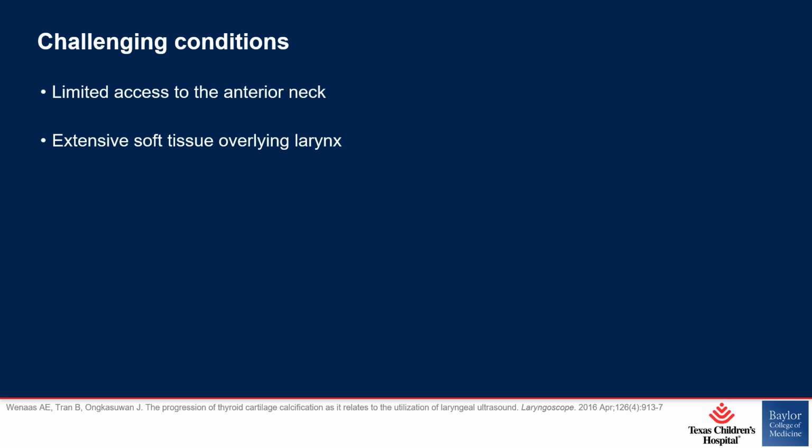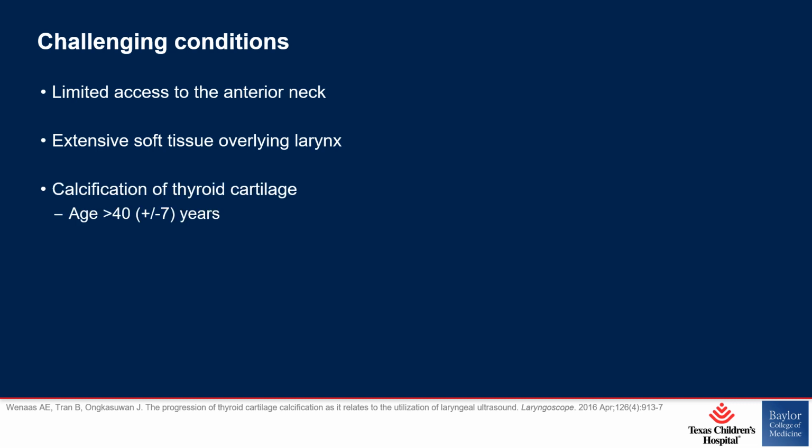The second challenge can be extensive soft tissue overlying the larynx. This can include tumors, like really large goiters, or especially large body habitus, or edema, which can limit the ultrasound depth of penetration. You can try decreasing the megahertz, the frequency of your ultrasound probe. However, there will be some loss of resolution when you do so.